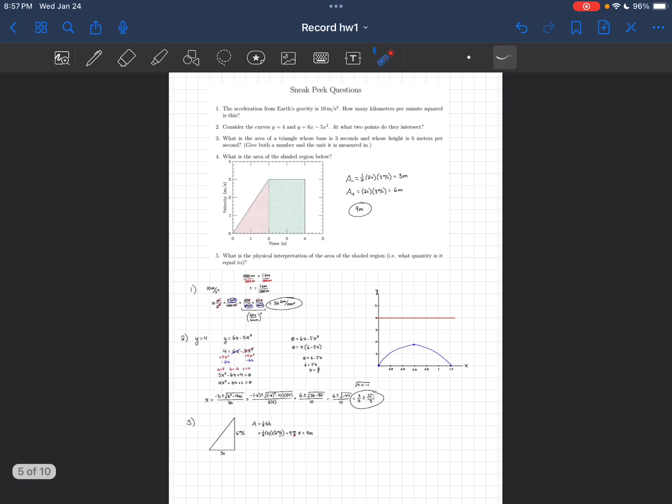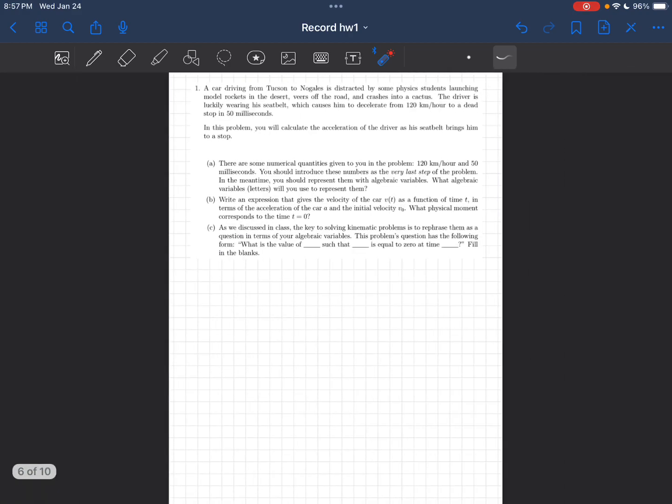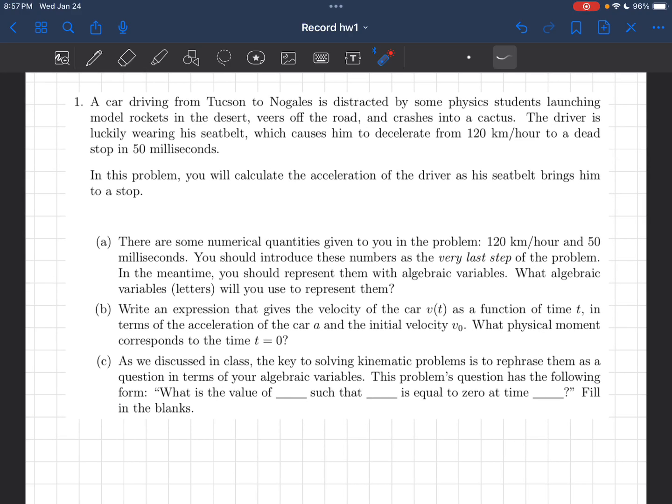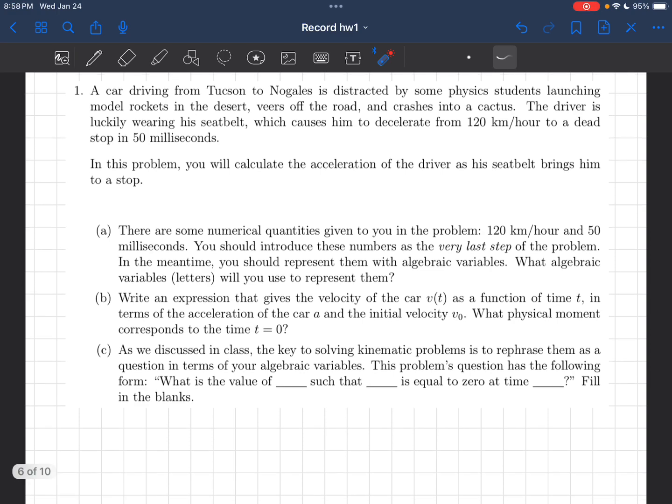So all of this is leading us in with a little bit of math so that we can do the rest of these kinematics problems. So onward we go. Our first problem, we have a car that gets distracted by some physics students and veers off the road, and we crash into a cactus.